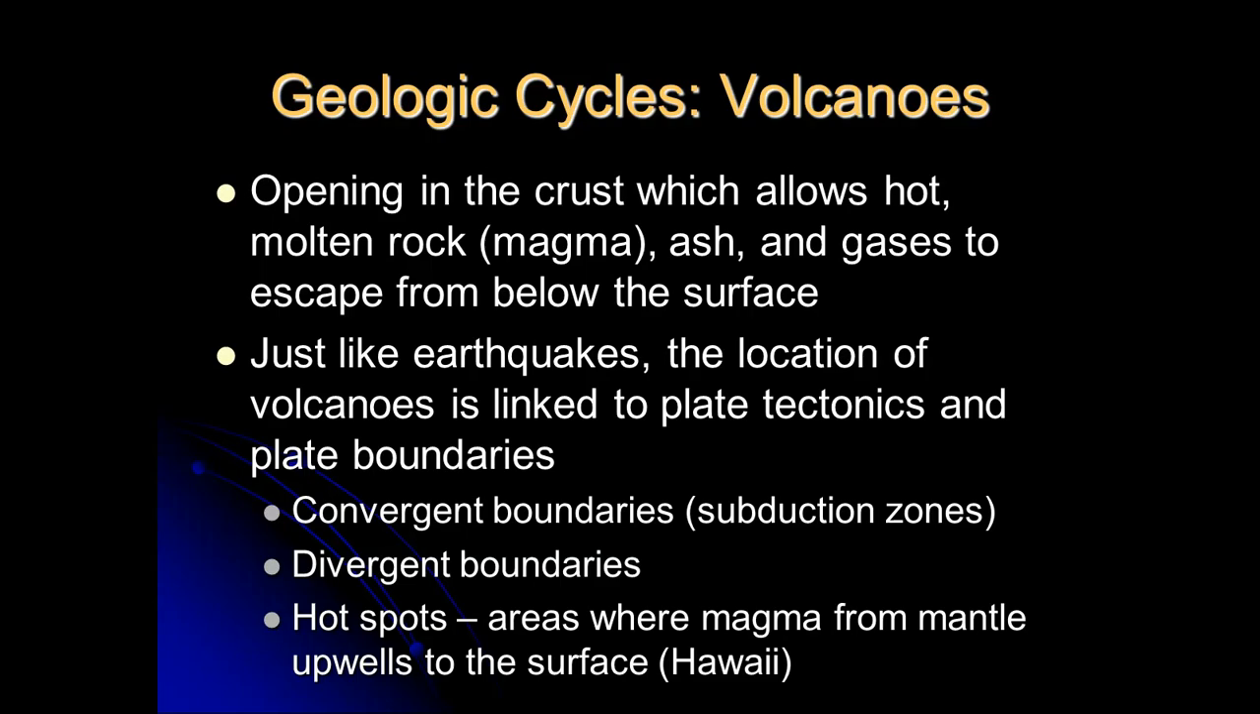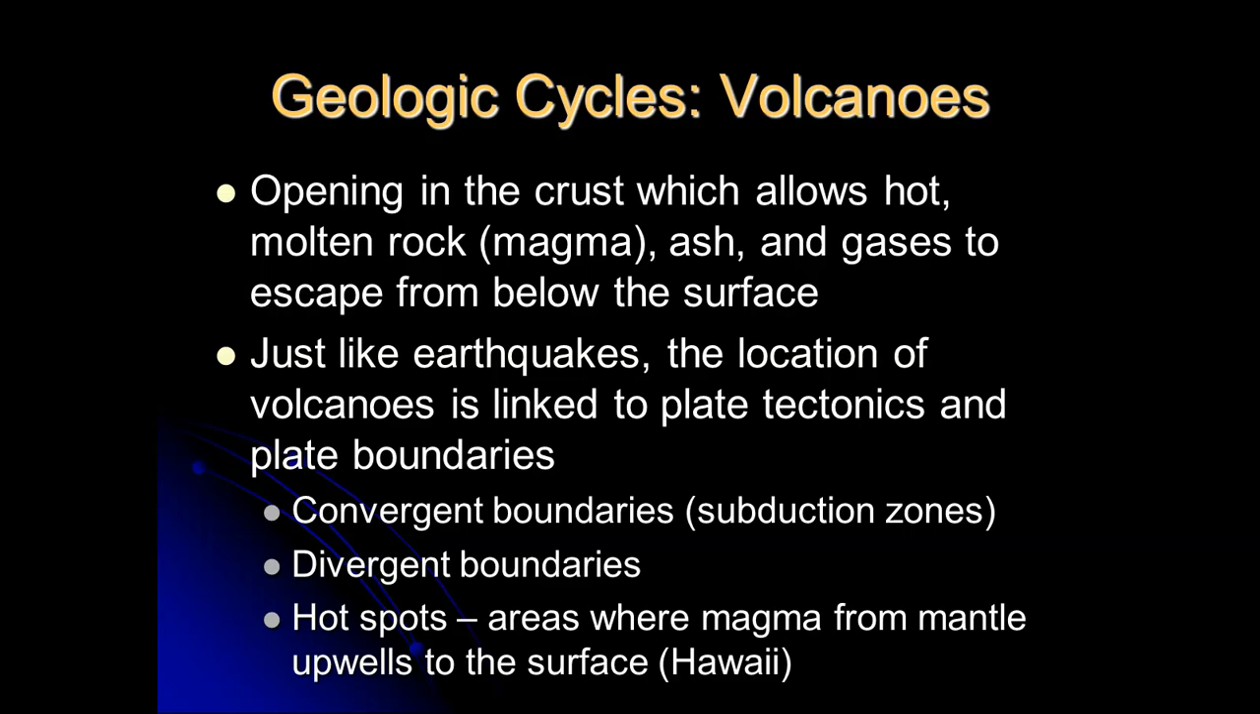Now, if you've ever wondered the difference between magma and lava, magma is molten rock below the Earth's surface. Lava is molten rock at the Earth's surface. So as soon as that magma comes to the Earth's surface, it ceases to be magma and is now called lava.